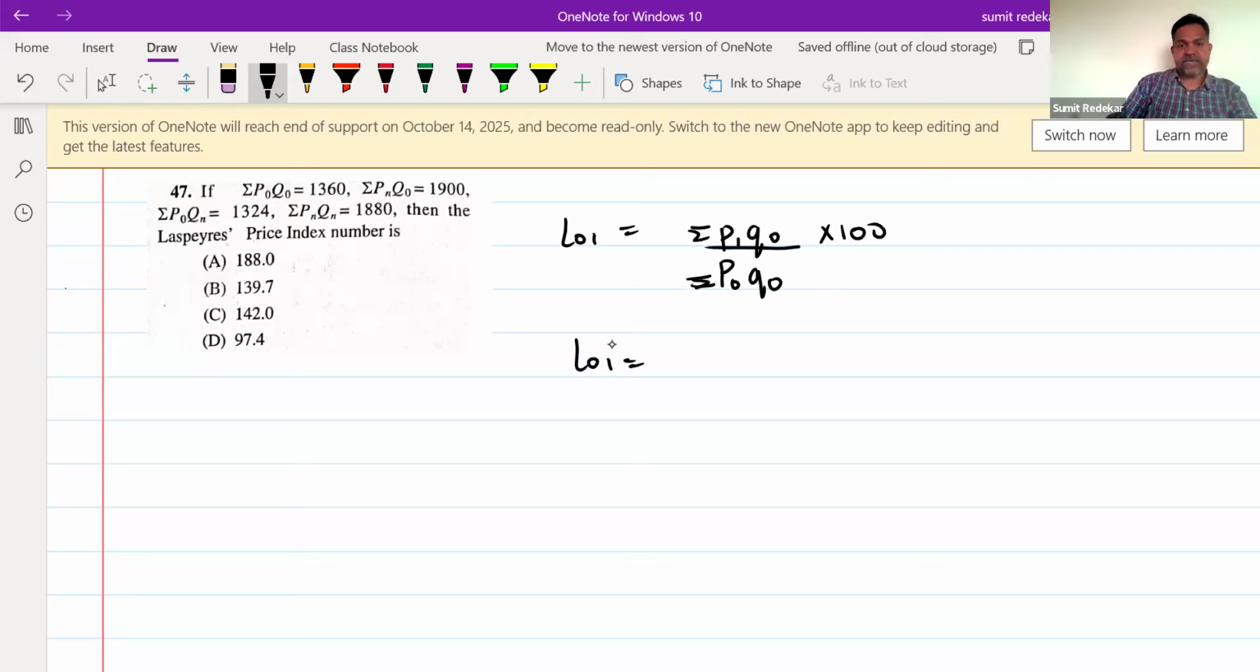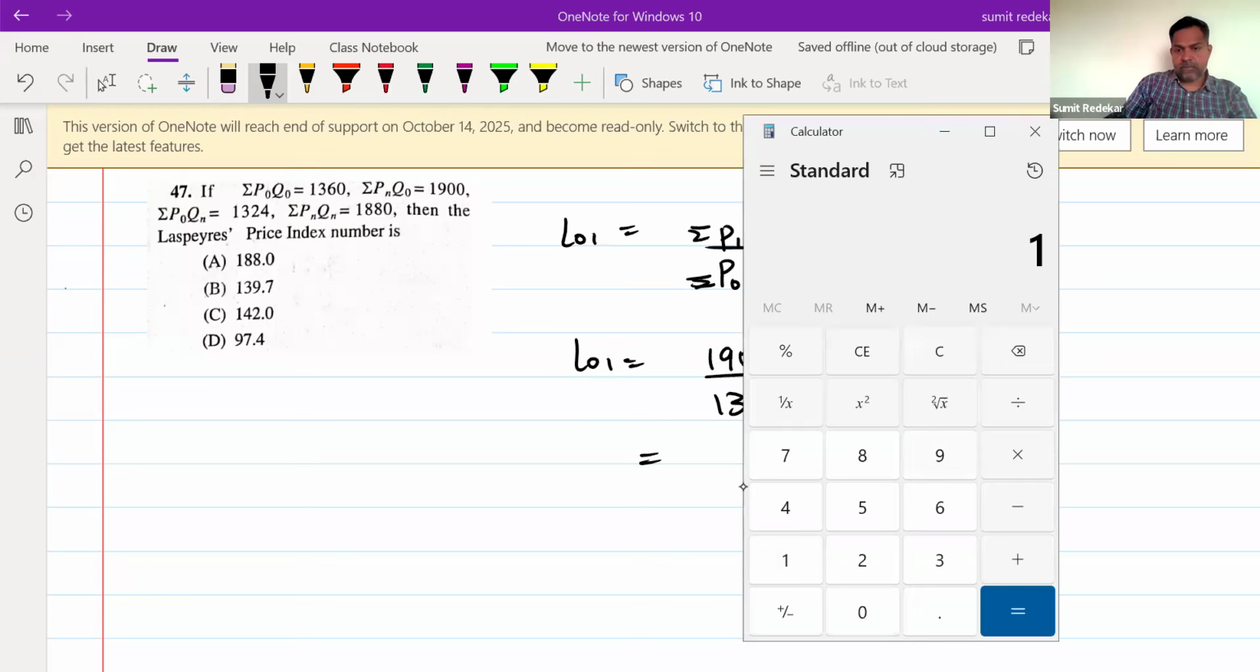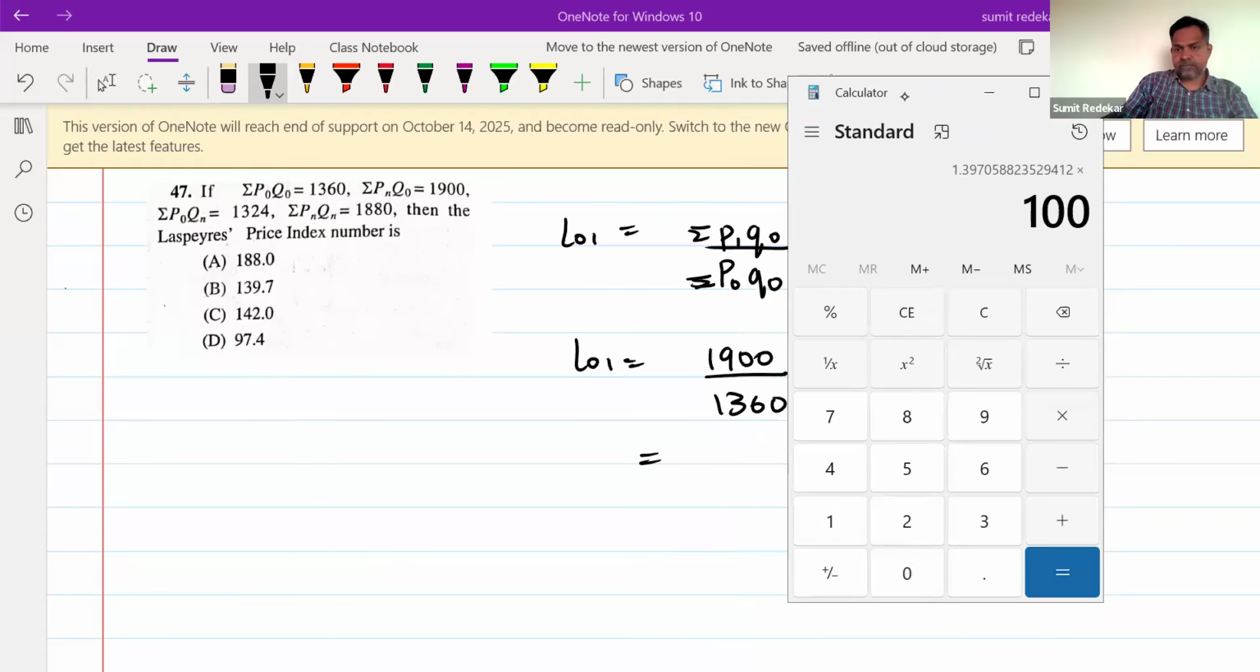सो द लास्ट ईयर्स इंडेक्स नंबर इज गोइंग टू बी P1 Q0. उन्होंने n के टर्म्स में लिखा है तो हमें PN Q0 चाहिए. PN Q0, which is 1900, upon P0 Q0, which is 1360 into 100, which is going to be 1900 divided by 1360, correct, into 100.